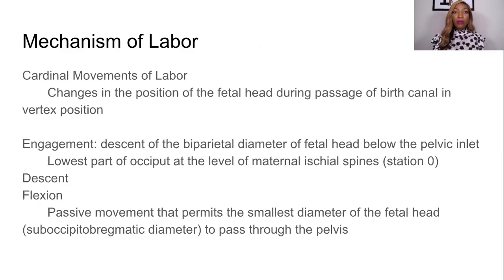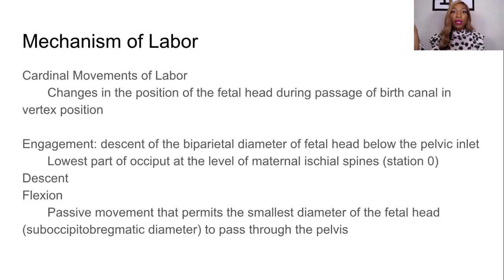So what is the mechanism of labor? And the mechanism of labor, we kind of talk about the cardinal movements of labor. These are the changes of the fetal head as it goes through the passage of the canal. I will recommend that you just memorize the actual sequence of events. So first of all, there has to be engagement. That is when the biparietal diameter of the fetal head is below the pelvic inlet. And so that is the definition of zero station. So what we do is we find the biparietal head. We make sure that the lowest part of the occiput is at the maternal ischial spines.